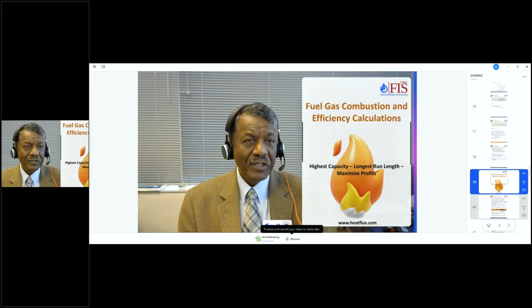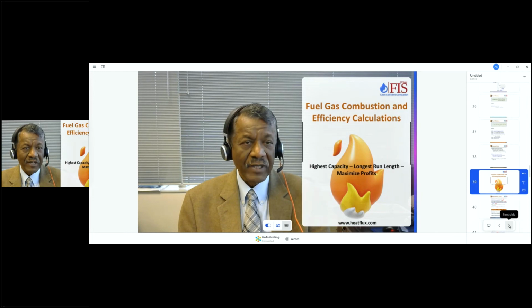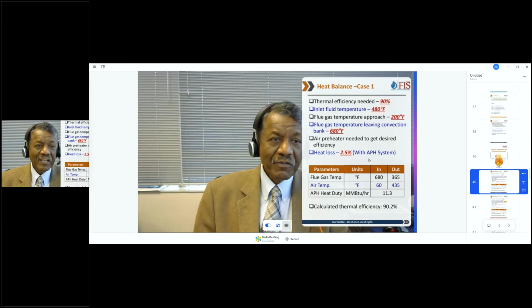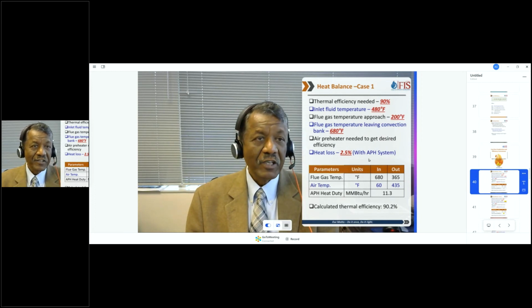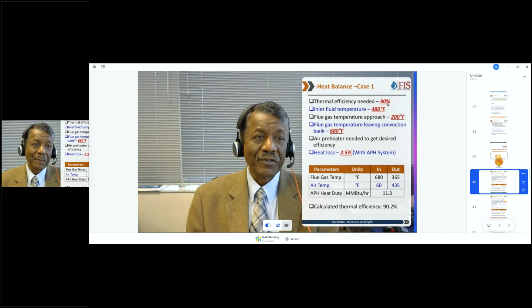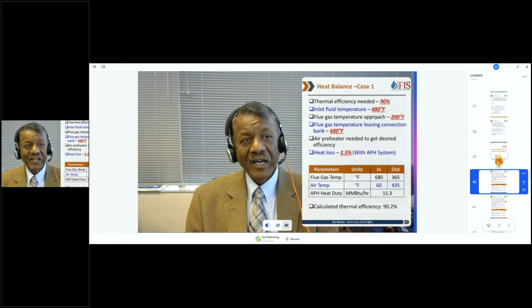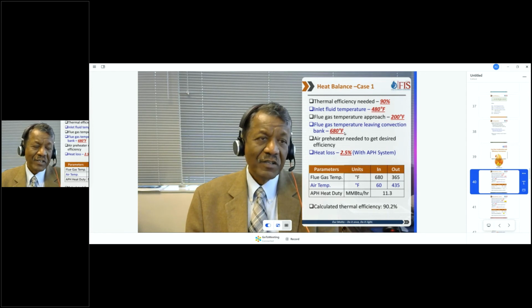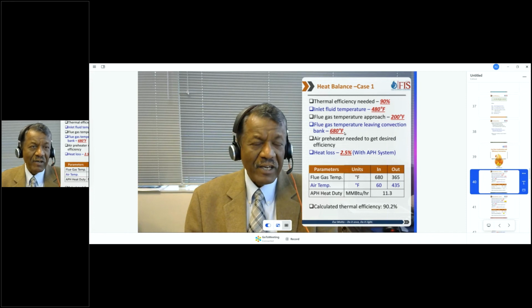So I have these combustion calculations. Let's go over them, see how many slides we can cover. So let's do some of this heat balance. My colleague has done it. So thermal efficiency needed is 90%. Inlet fluid temperature is 480. I select an approach of 200 degrees. So my flue gas temperature leaving the convection is 680. There is a reason I will tell you later why I selected an approach of 200 degrees.